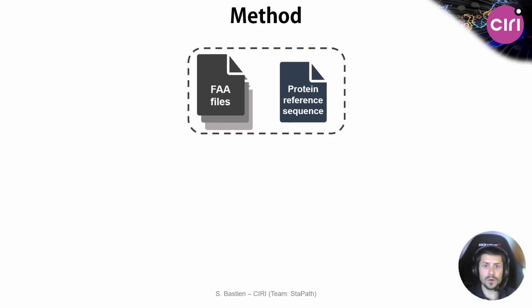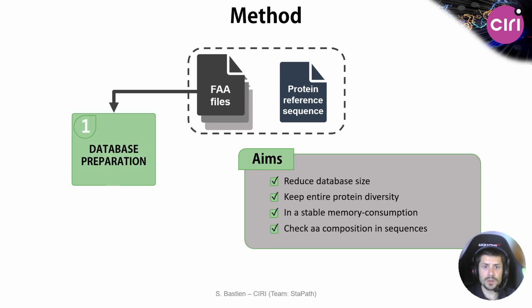This pipeline only requires two mandatory inputs: a folder containing a set of amino acid FASTA files and a protein sequence of interest. The first step is called database preparation. This stage involves generating a compact database while retaining the entire genomic variability. Some of the databases can be large and not curated, so it was necessary to limit memory consumption in order to make it usable on any computer and to control the sequences.